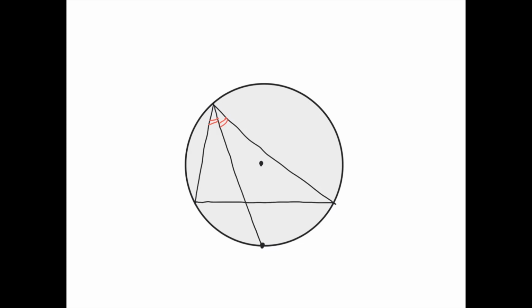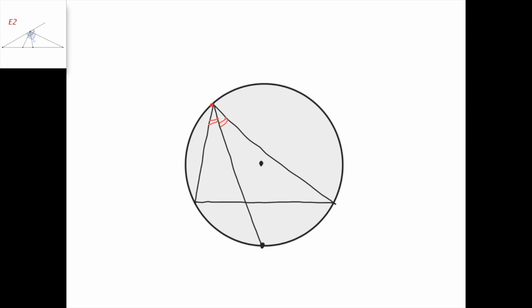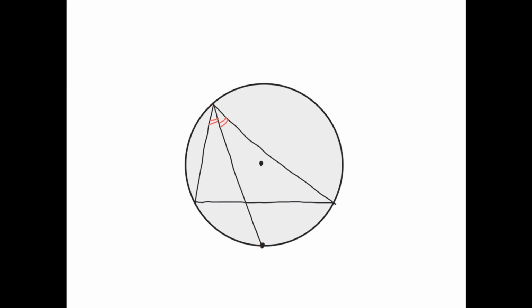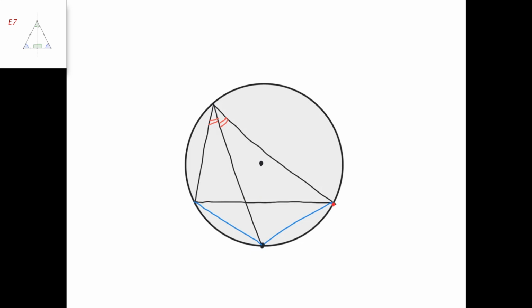Consider the following situation. We have a triangle and its circumcircle, and we take the angle bisector of one of its angles, and we intersect it here with the circumcircle. I'm going to prove that this point here always lies on the perpendicular bisector of this side of the triangle, or in other words, that this length equals this length.